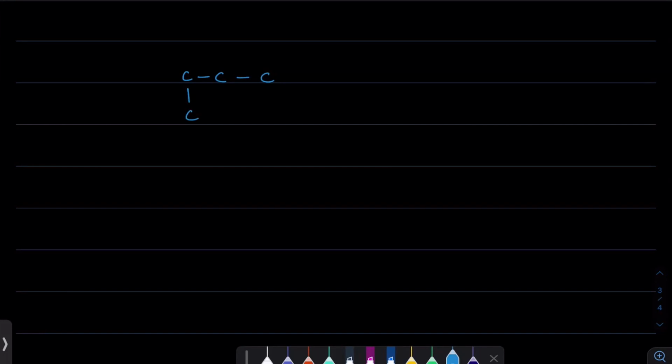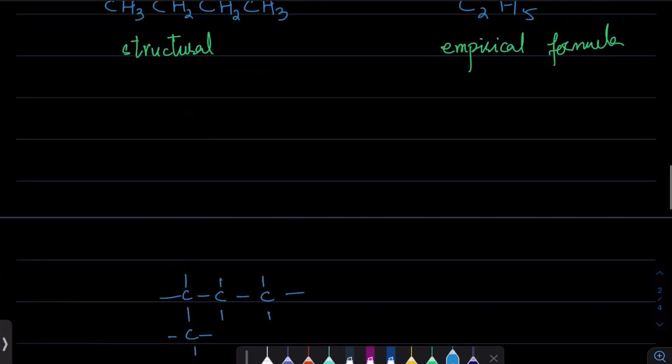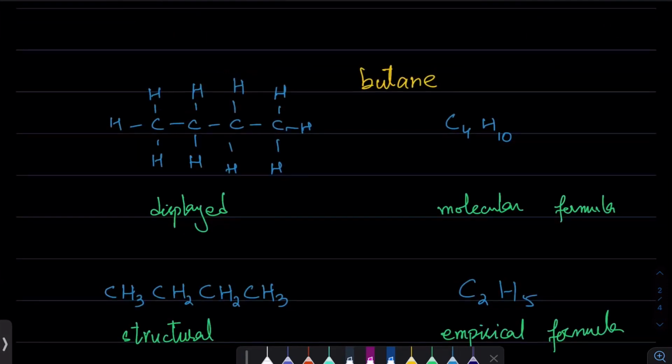And now I fill their bonds. So 1, 2, 3, 4, 1, 2, 3, 4, 1, 2, 3, 4, and 1, 2, 3, 4. Now let's see, is this a completely new compound or not? So the rule is you pick a pencil and you try to join as many carbons as you can, without picking up the pencil or going back. That's the game. You start with a pencil on one side, you trace as many carbons as you can without picking up the pencil. So let's see.